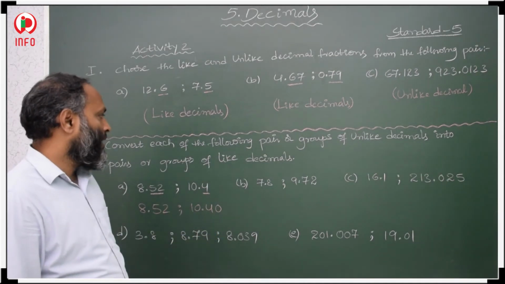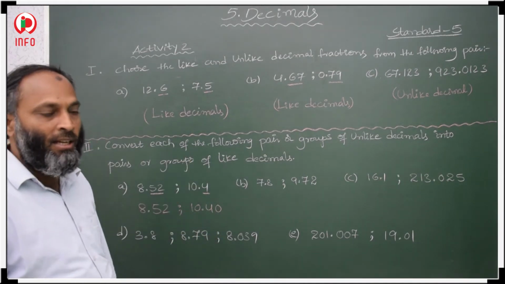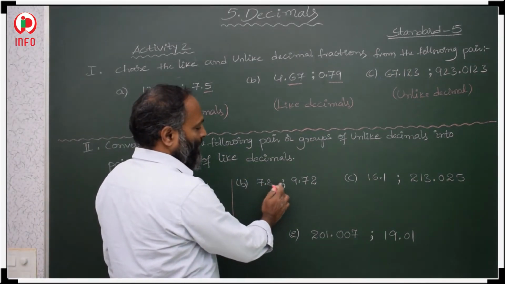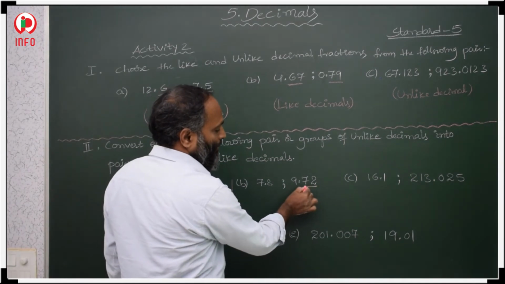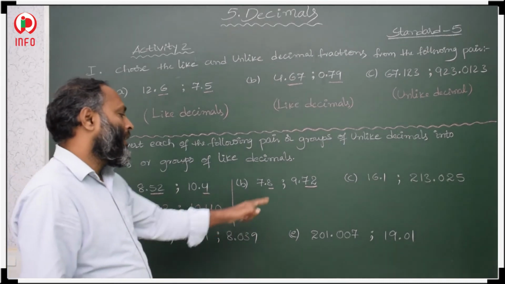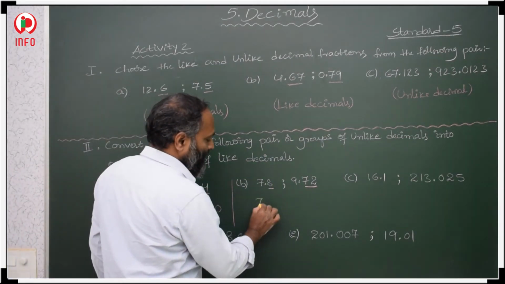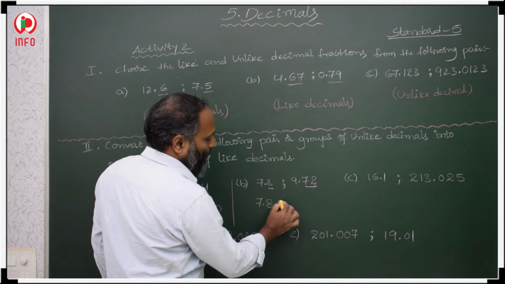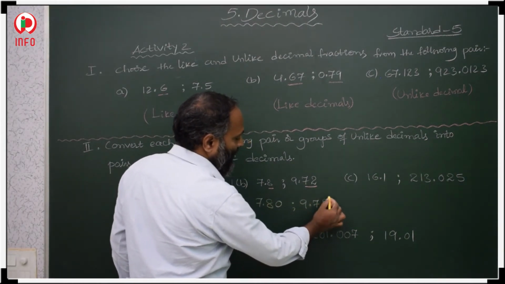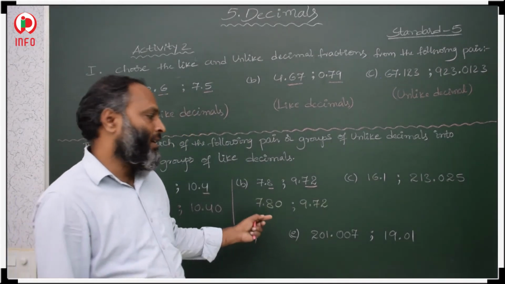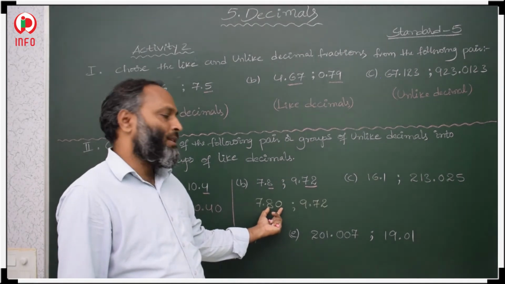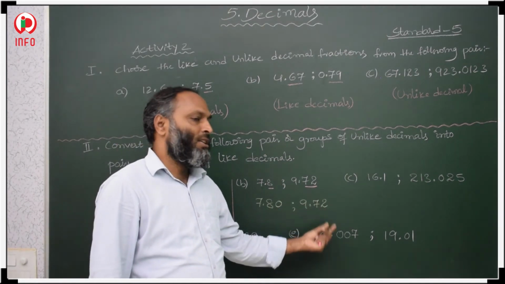Now these two are converted into like decimals, a like decimal pair. Next 7.8, 9.72. Here 2 decimal places are there, here only 1 is there. So we have to keep 1 zero here, then they change into like decimals. 7.80, 9.72. Now they have equal decimal places after the decimal point. This is a decimal point. After decimal point, 2 decimal places.